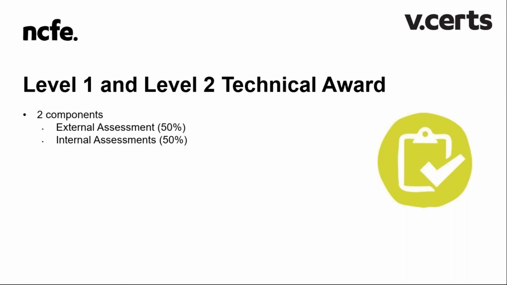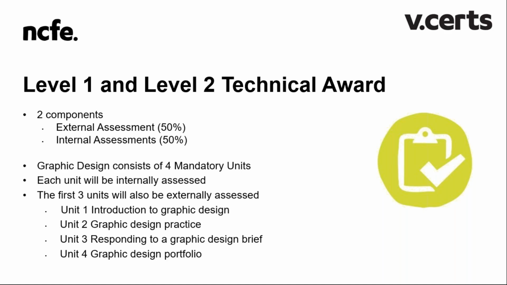The Level 1 and Level 2 Technical Award in Graphic Design consists of 2 parts: the external assessment, which is worth 50%, and the internally assessed coursework, also worth 50%. Graphic design has 4 units, and each unit is internally assessed with the coursework. The first 3 units in the specification will also be externally assessed with the invigilated external assessment. And learners are entitled to 1 resubmission of the internally assessed coursework following the EQA visit.